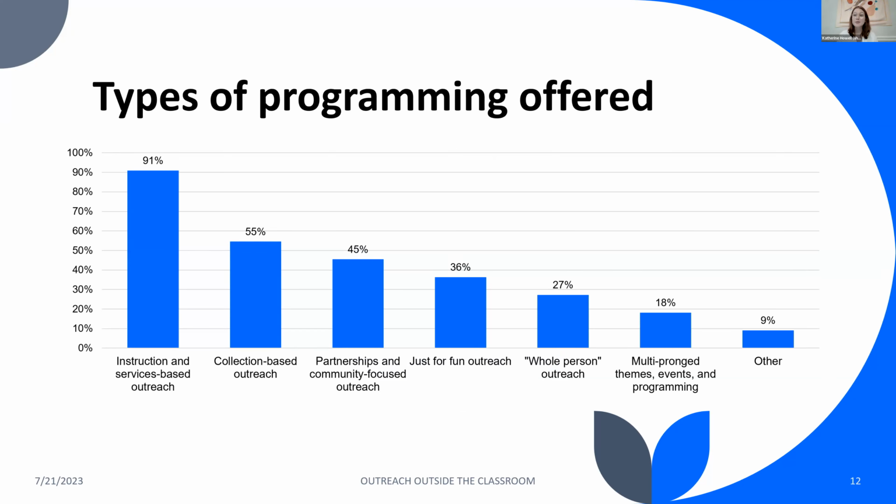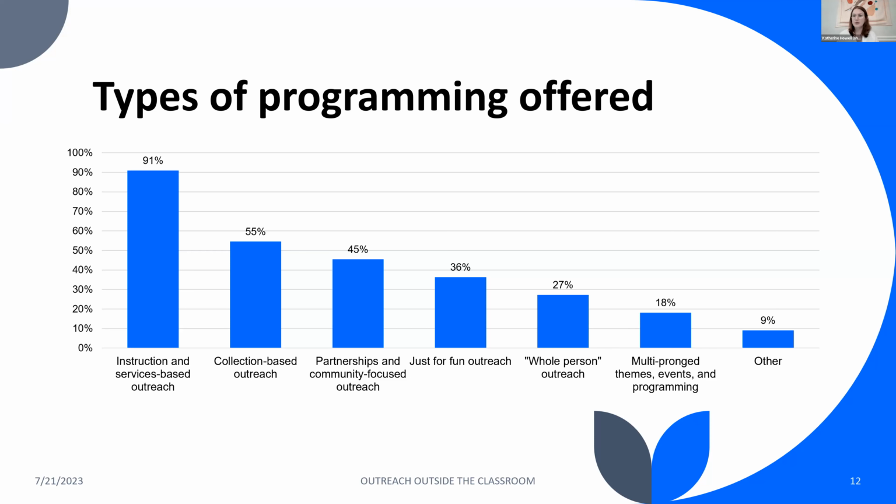And then as far as different types of programming offered for LLCs, this was another select all that apply question. And we saw that the vast majority, 91%, offered instruction and services-based outreach, which makes sense. So these are your typical information literacy instruction sessions, often in the classroom. But we also saw 55% offered collection-based outreach. So this might be book clubs or using library collections in some way. 45% were partnerships and community focused outreach. So this can be partnering with the public library, a nonprofit group, or just kind of getting students involved off campus.